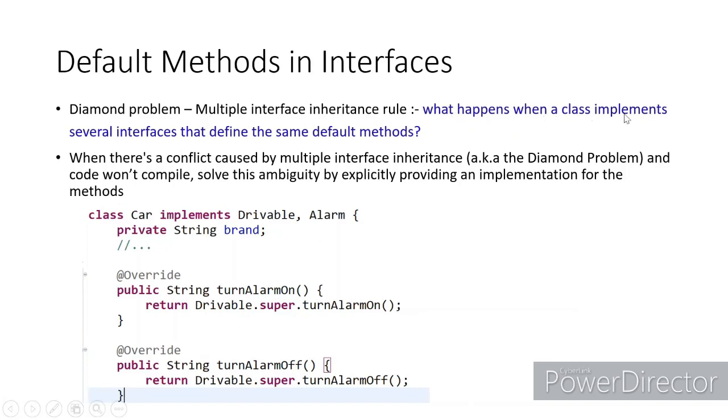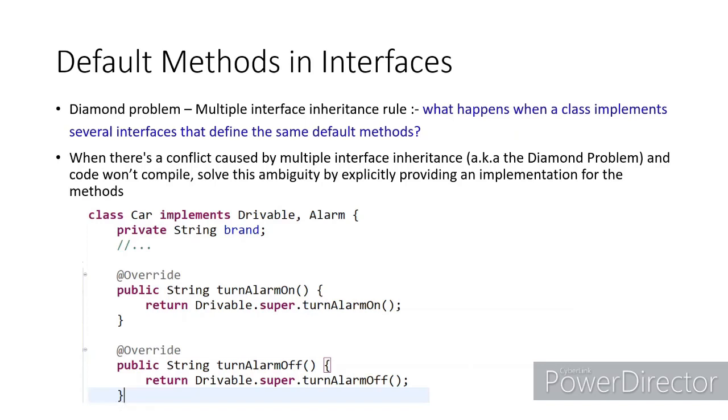So what happens when a class implements several interfaces that define the same default method? When there is a conflict caused by multiple interface inheritance, the code won't compile. We can solve this ambiguity, ambiguity meaning confusion, by explicitly providing an implementation for the method. This is an explicit implementation, right? You have overridden it and you have provided a body for it. This was required because it was being inherited twice.